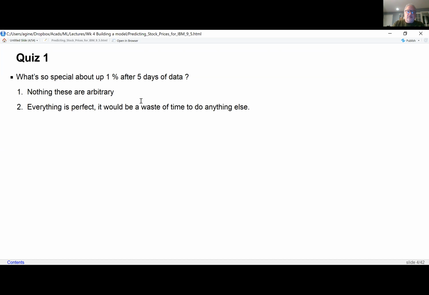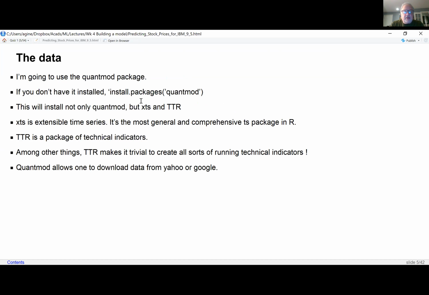So how did I decide to do this? I used something called the QuantMod package in R, and you just install that package as QuantMod. When it installs, it'll install 2 other very nice packages called XTS and TTR. XTS stands for Extensible Time Series. It's a package that allows you to do with time series the kind of ordinary things you might want to do with an ordinary matrix, pick columns, select rows. It's the most general and flexible time series package in R.